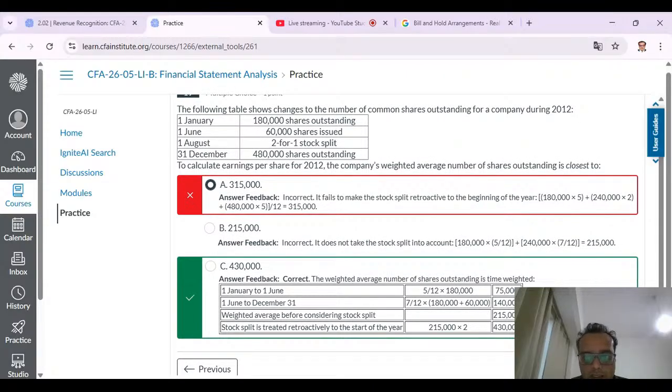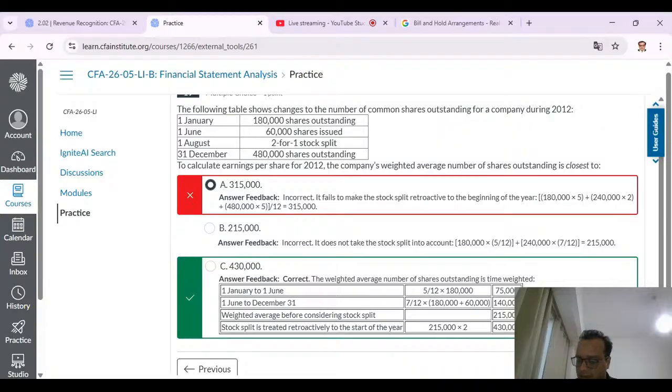Make the stock split retrospectively to the beginning of the year. Okay, you have to take it retrospectively from the beginning of the year. Stock split, I will need to read this. Stock split you have to take retrospectively from the beginning of the year.